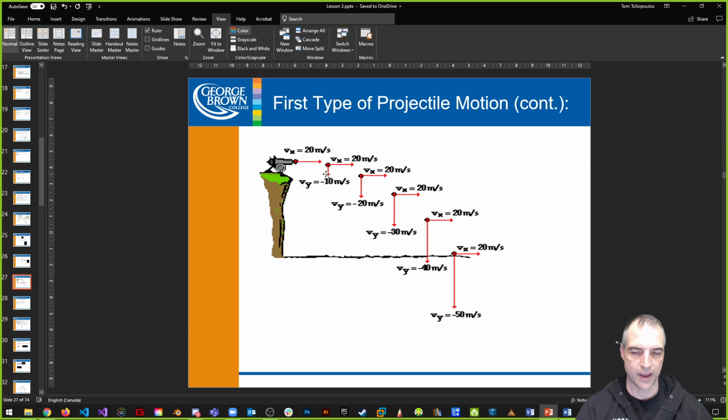Whereas on the y-axis, again, you can see that the y-axis vector is growing until I hit the ground. And here it's showing that the velocity across the y-axis approaches negative 50 meters per second. Notice the negative because we're moving in a downward direction. Okay. And notice the positive on the x-axis as we keep on moving in the positive direction to the right.